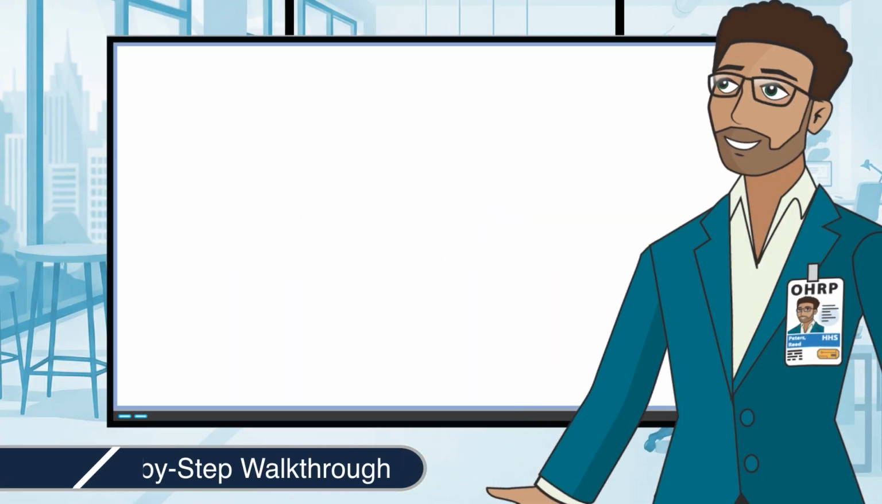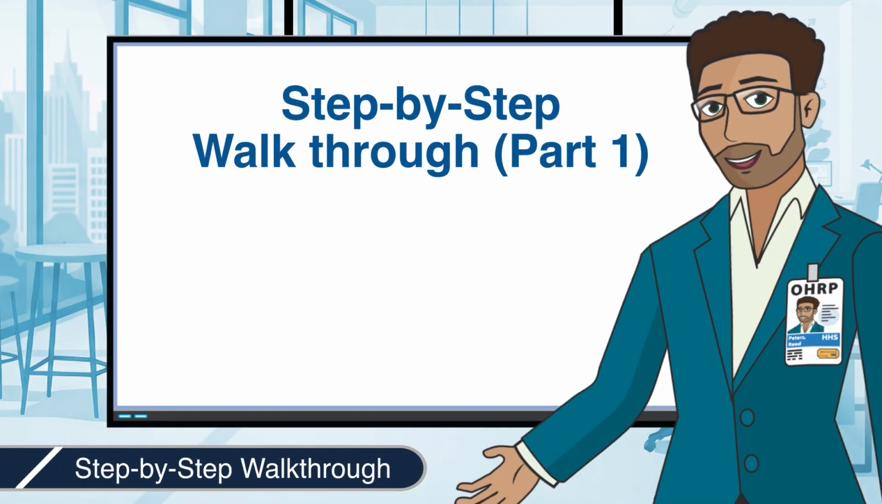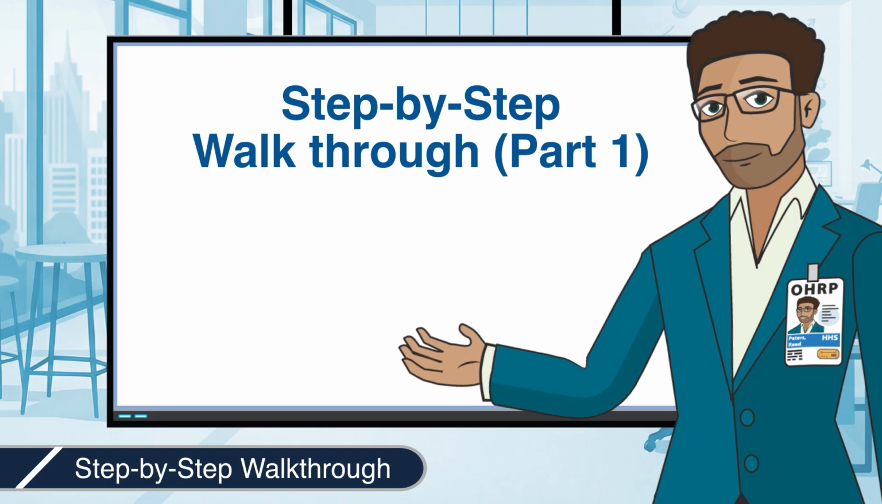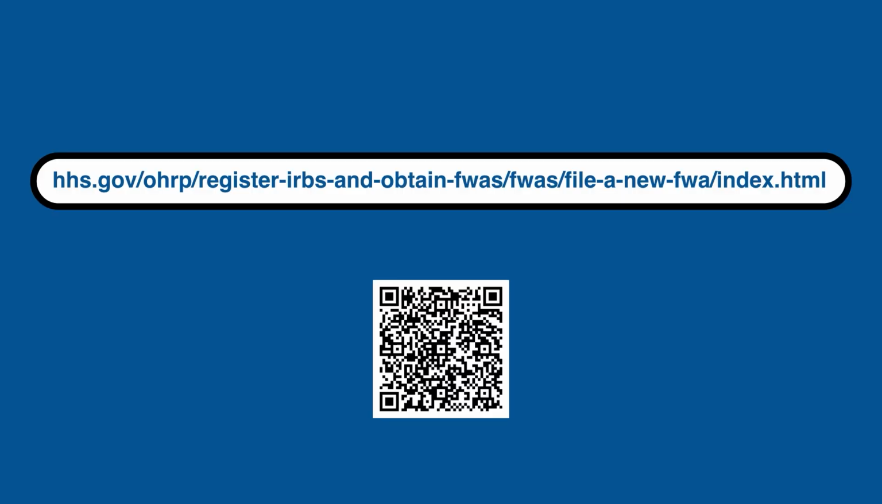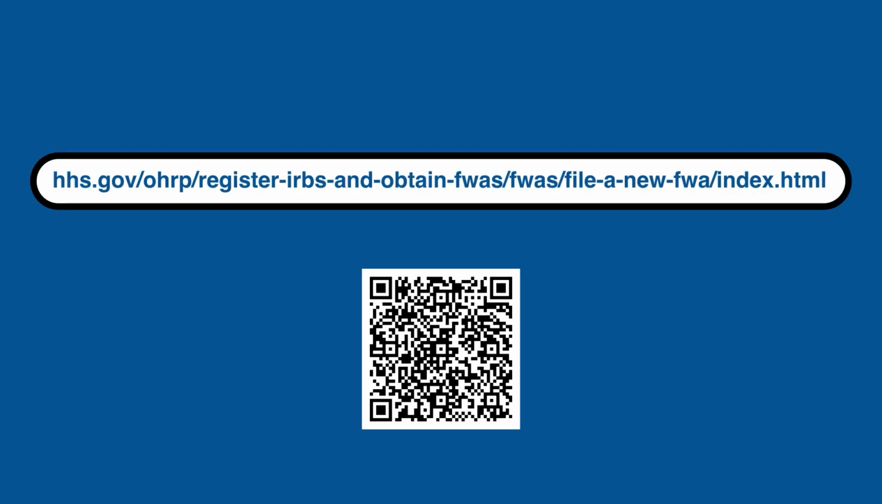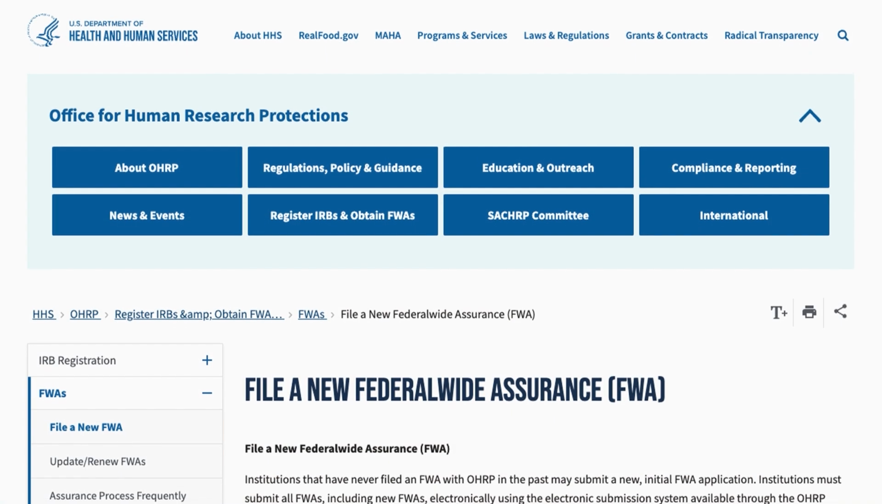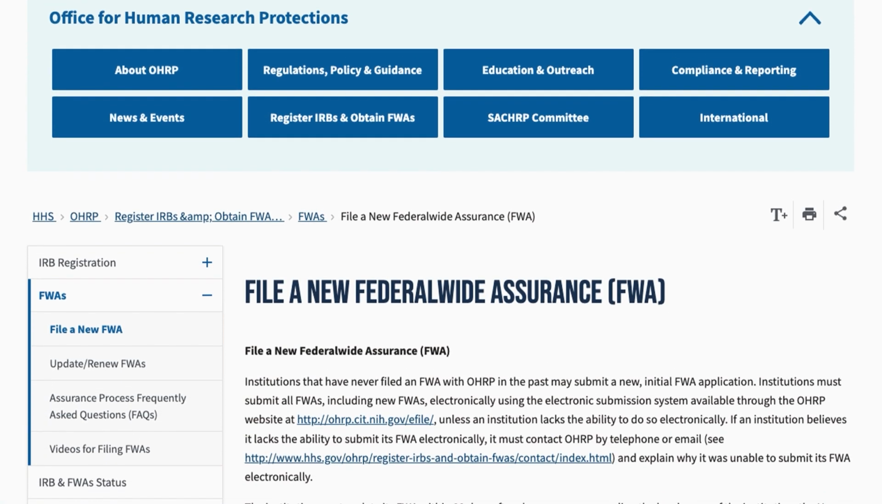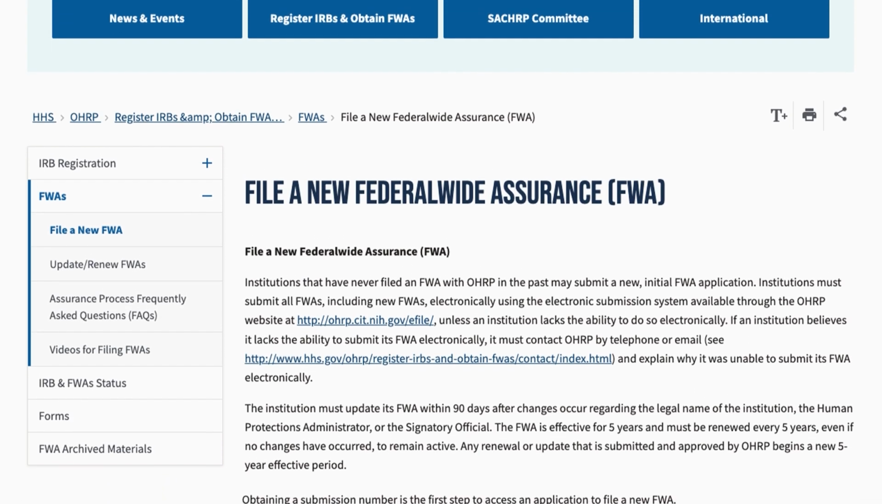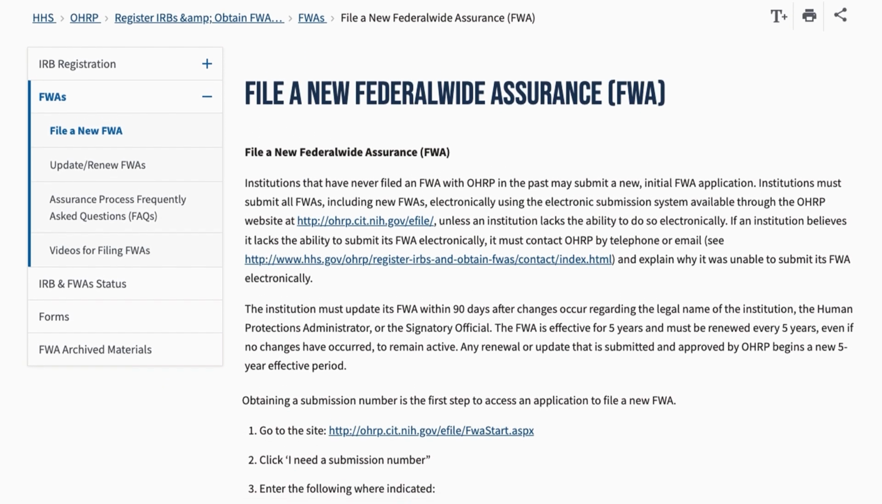Step-by-step walkthrough, Part 1. All right, now we're ready for the step-by-step walkthrough. Let's start from the very beginning. We'll use this link, which is specifically for institutions that have never been assigned an FWA number. The very first step is to get a submission number. Think of it as your key to access the online application.